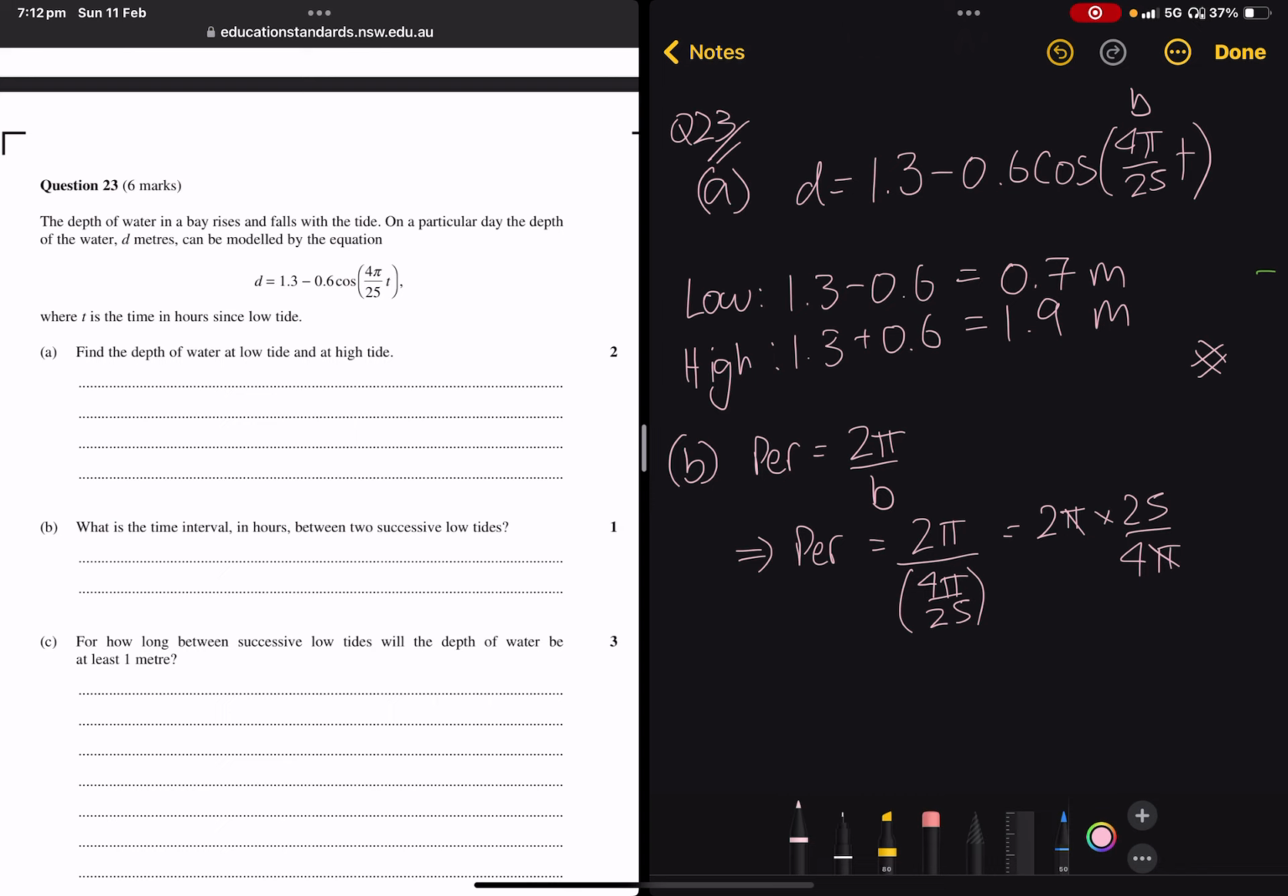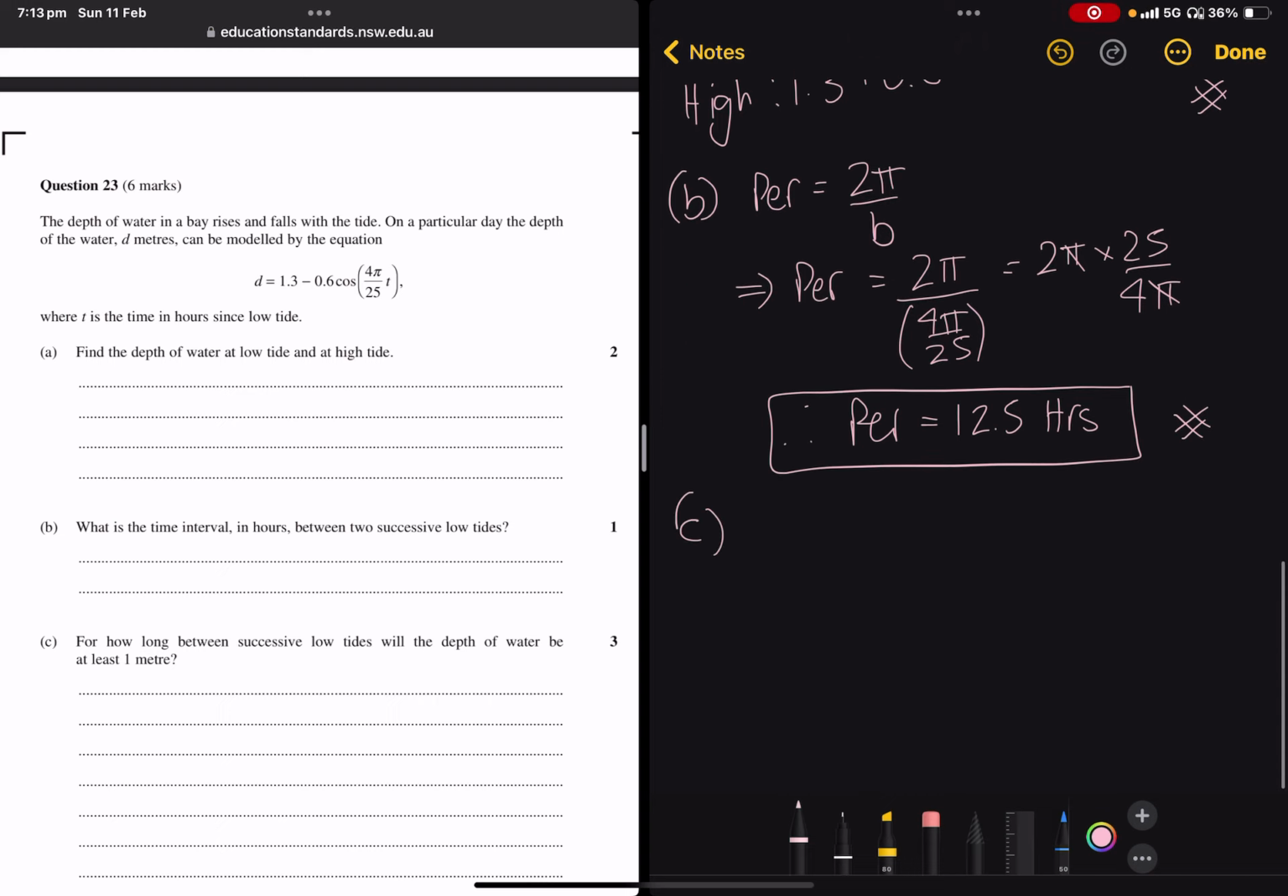So that's going to be 12.5 hours. Therefore the period that we're after is 12.5 hours. This is how long it will take for a full cycle. This will be between two successive low tides. So this is the answer to part B.